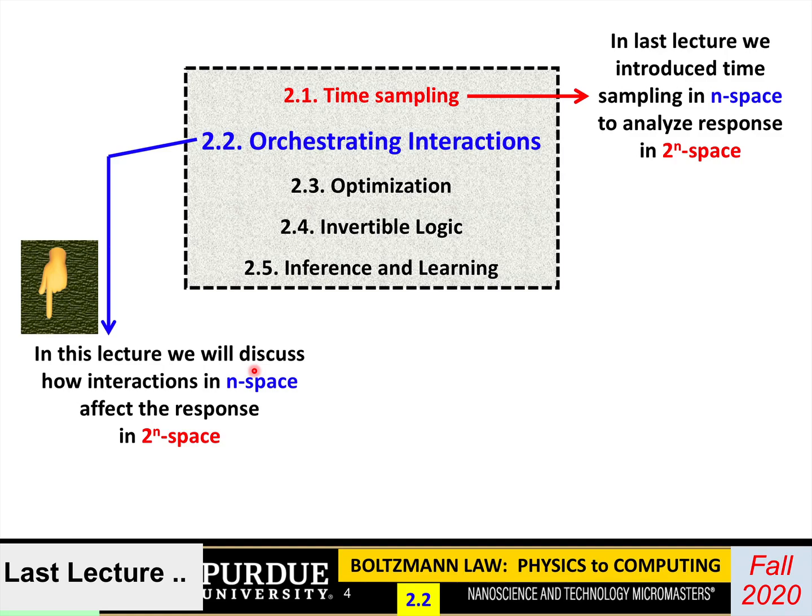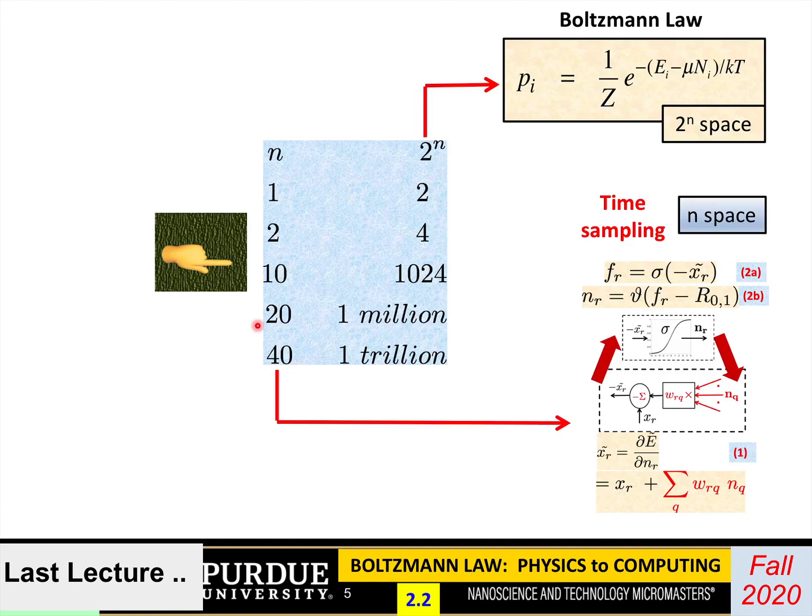Now, just to remind you what I mean by n space and 2 to the power n space: if n represents the number of neurons or units, then 2 to the power n tells you how many configurations they represent. And the Boltzmann law gives us the probability of each configuration in this 2 to the power n space. But 2 to the power n can be a huge number, so it is very desirable to have a method for analyzing the response where we don't have to explicitly work in that space. And this time sampling method that we discussed allows us to work in the n space and yet give us accurate results for the probability distribution in the 2 to the n space.